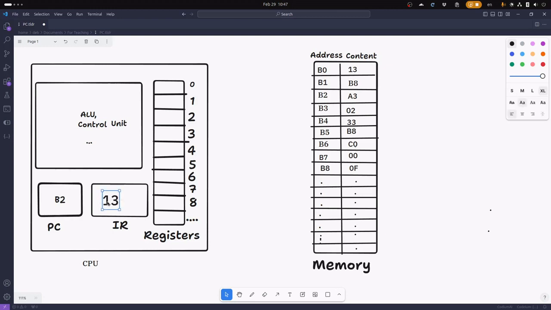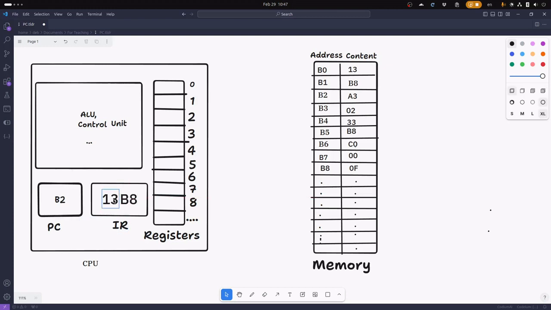I hope you got it. So let's keep B8 here. Okay, so this is now our instruction. Right, so this is our instruction.